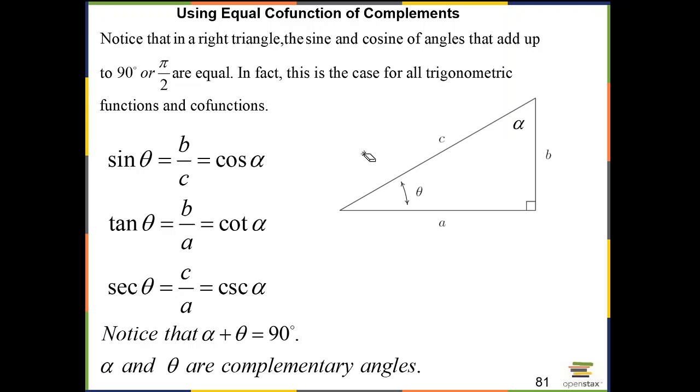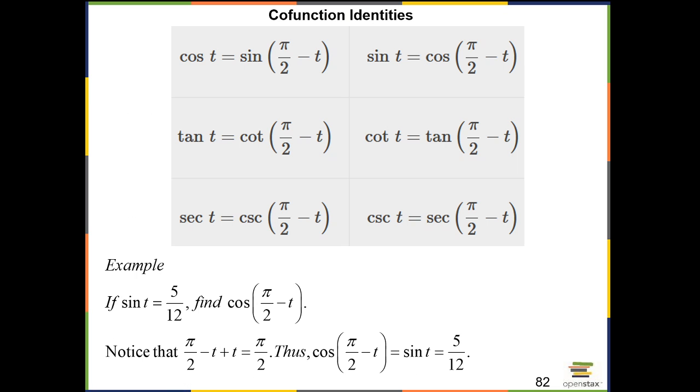Cotangent of one is the same as tangent of the other one, and so forth. So these are true for 2 angles that add up to 90. Okay? All right. Now, that gives us cofunction identities. So cosine of t is the same as sine of pi over 2 minus t. Why? Because pi over 2 minus t plus t is pi over 2, because the t's get cancelled.